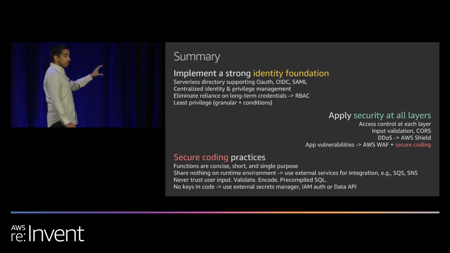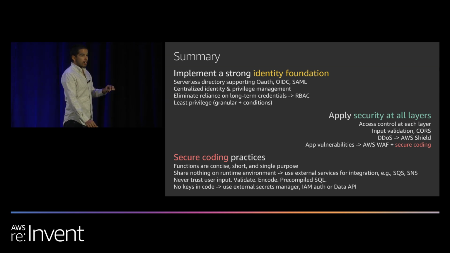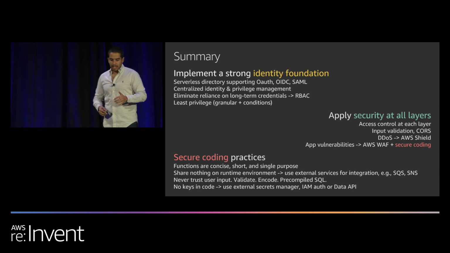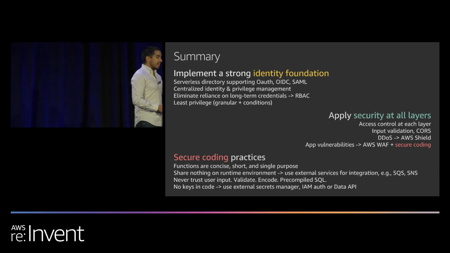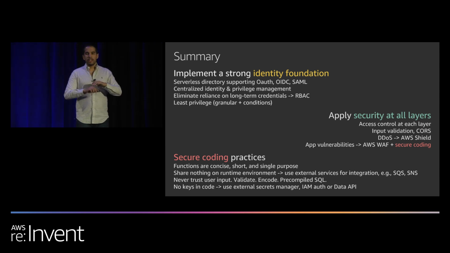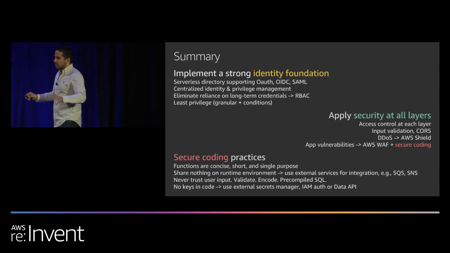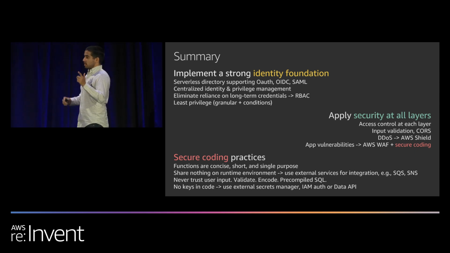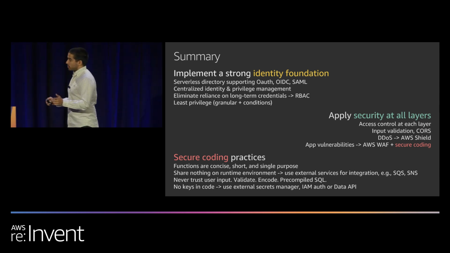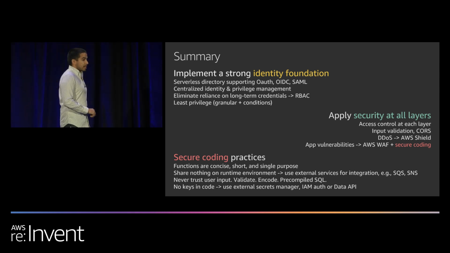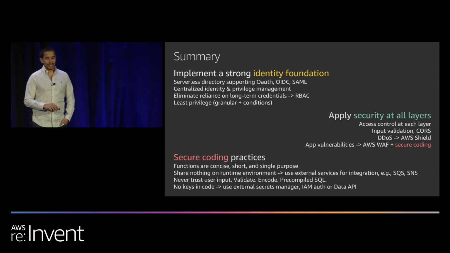You shouldn't be sharing anything in the Lambda execution environment. Instead, use external services to communicate or send information across the multiple components of your system. Never trust user input. You should be validating. You should be encoding, using precompiled SQL statements. And finally, no secrets whatsoever in plain text in code. You should be using an external secrets manager, or getting rid of that secret altogether using things like IAM Auth and the Data API for Amazon Aurora Serverless.